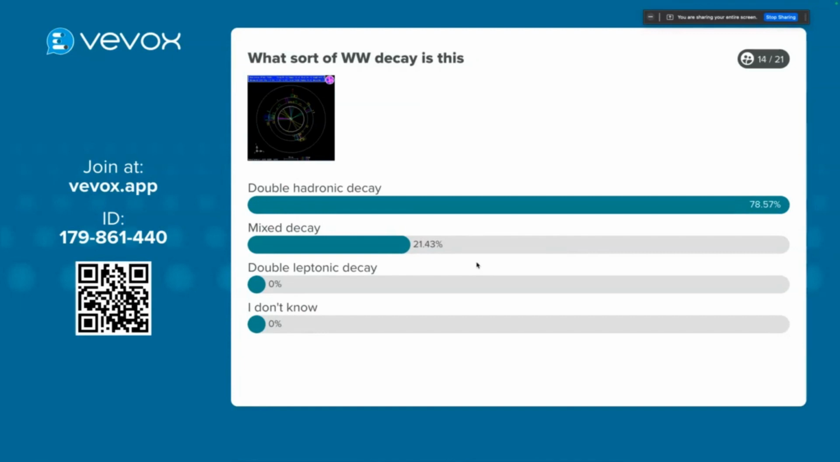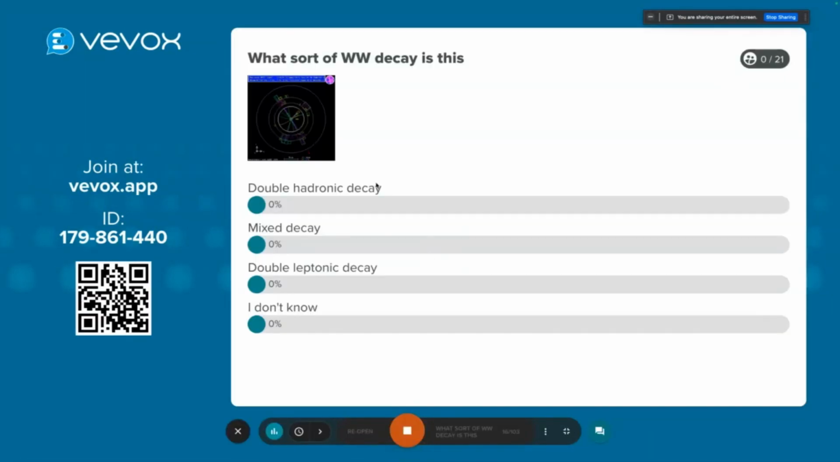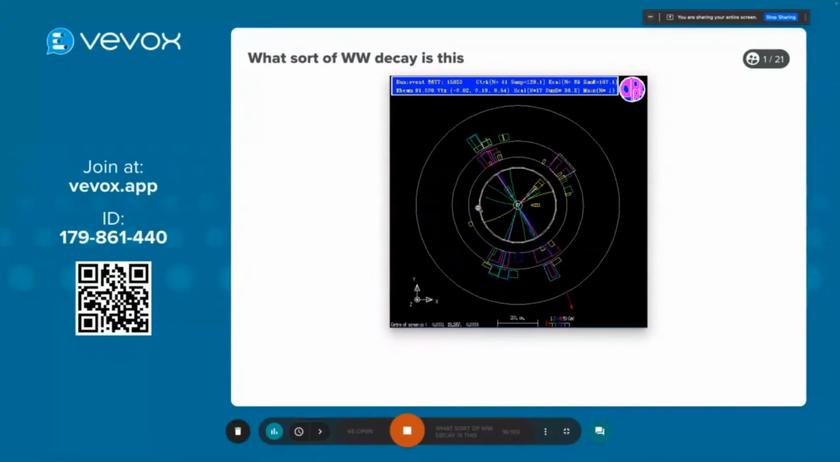Yeah, this one definitely looks like a double hadronic to me. All right, I'm going to try and pick up the pace a little bit now so that we get through a decent number of events. So once most of you hopefully have responded, we can move on to the next one, once it looks like there's a clear majority in any case.